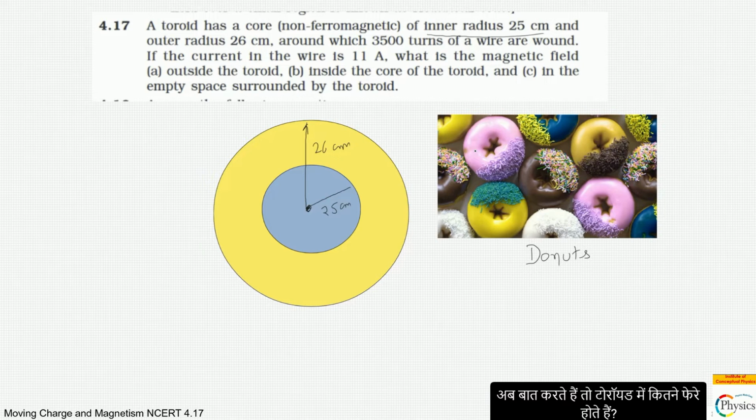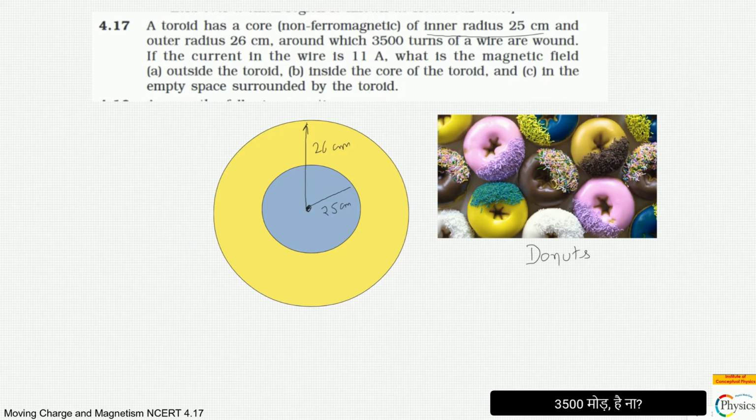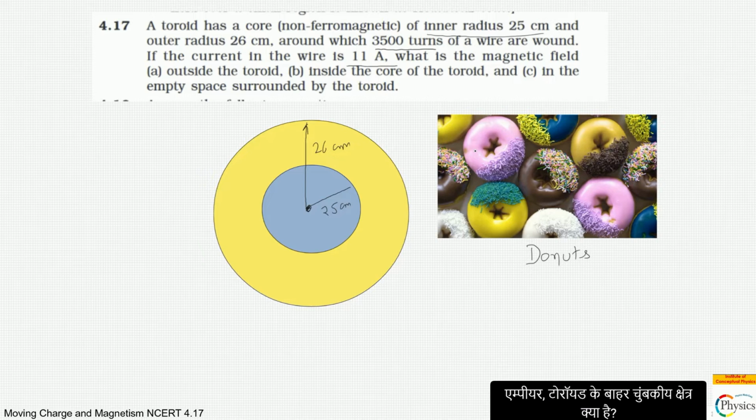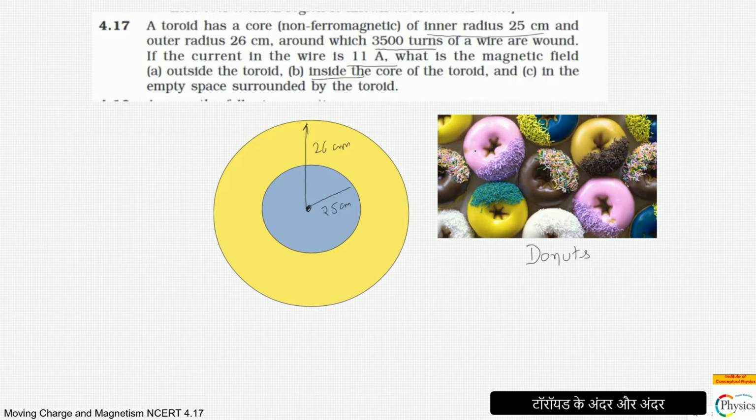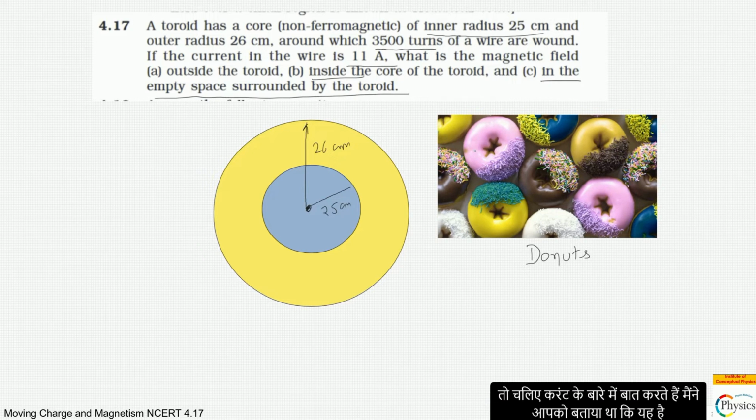Now let's talk about how many turns the toroid has. 3,500 turns, right? So we will show the turns also. If the current in the wire is 11 ampere, what is the magnetic field outside the toroid, inside the toroid, and in the empty space surrounded by the toroid? So let's talk about the current.